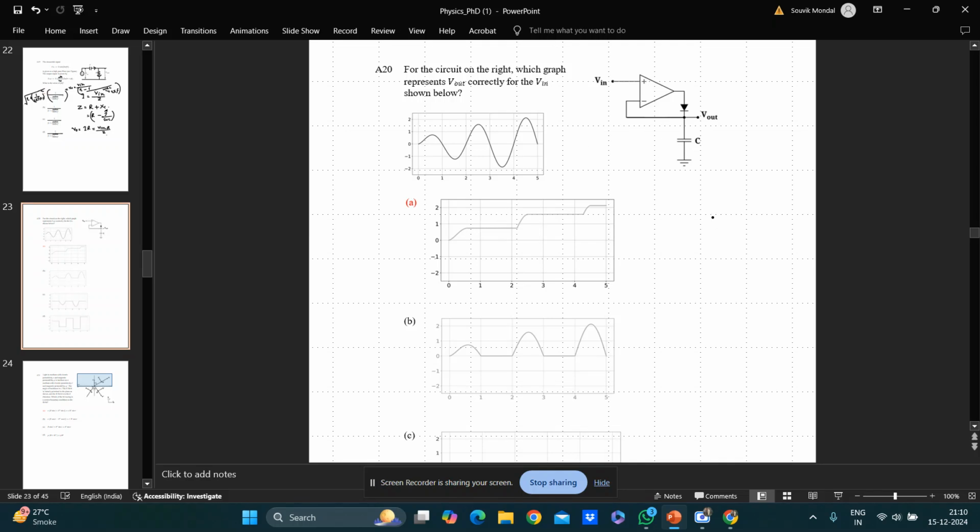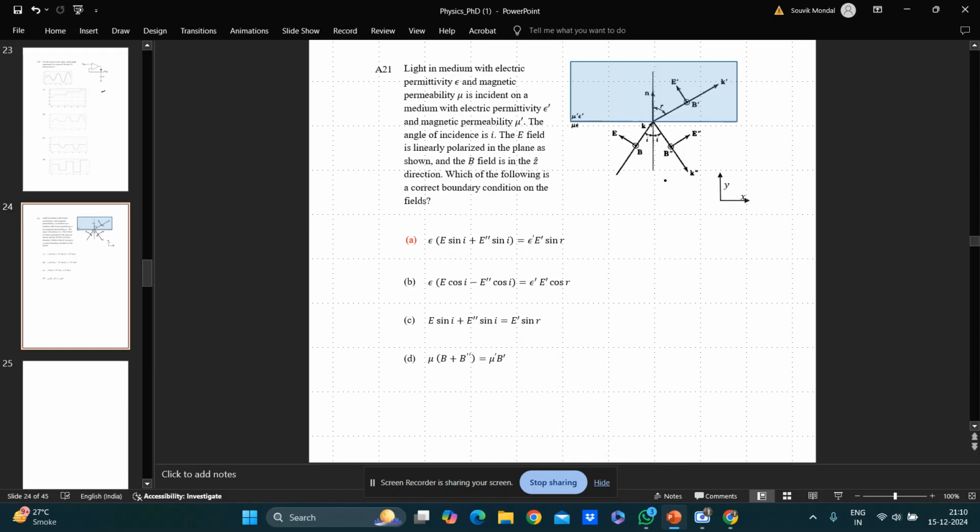This problem I don't know this concept, so I am skipping that. Now for this problem, you have probably read the problems of reflection and transmission of electromagnetic waves, so you may be able to solve it because you have done these things in your semester exams. Okay, so this is the boundary.